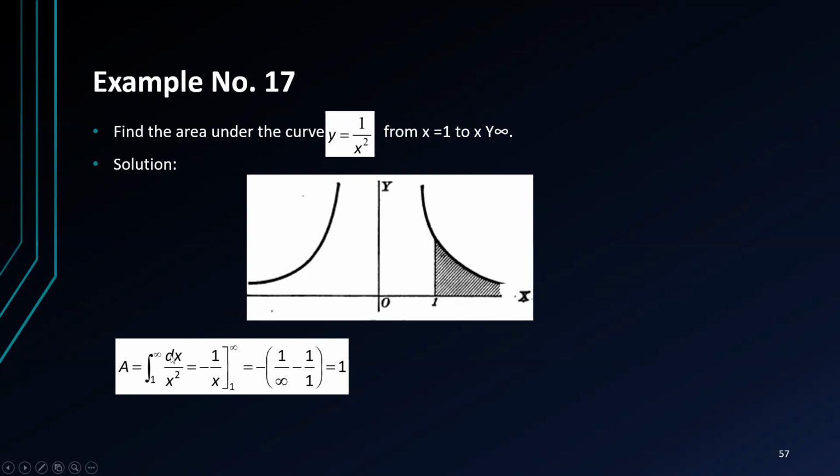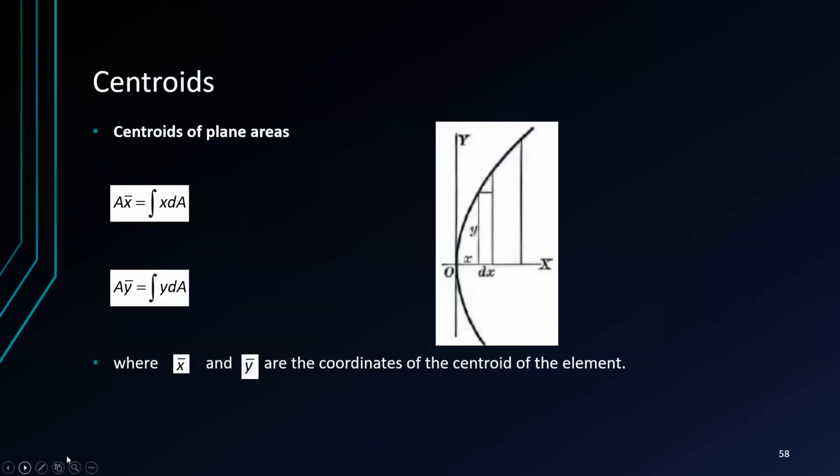A is equal to the integral of dx over x squared from 1 to infinity, is equal to negative 1 over x from 1 to infinity. So, negative of 1 over infinity minus 1 over 1. 1 over infinity is 0, and 1 over 1 is 1. So, negative 1 times negative is positive 1. So, next, centroids.